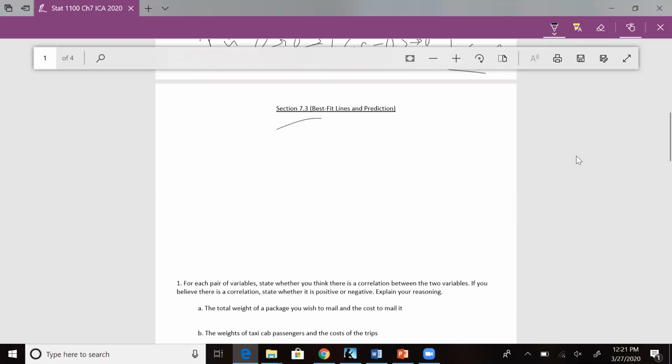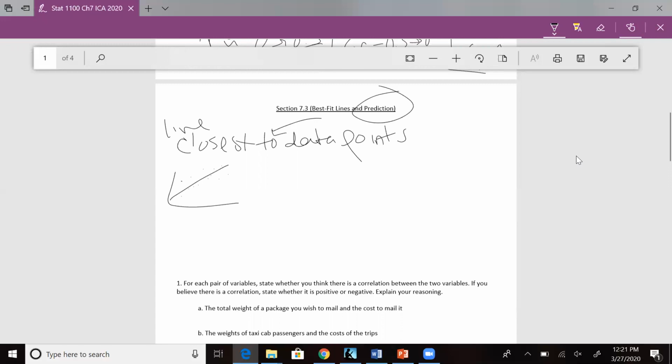This best fit line is going to be a line that lies closest to the data points in a scatter plot, more than any other line. So we want to say, okay, well, my scatter plot maybe looks like this, and I'm looking for a line that's going to be closest to all of my points. So that's going to be our best fit line. And what we want to do with that best fit line is we want to be able to make predictions. But there are a couple cautions that we have to use.